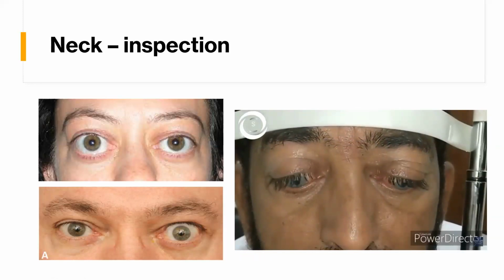Does anybody have any questions about that? These are known as signs of thyroid eye disease.